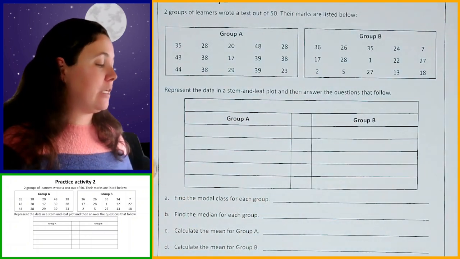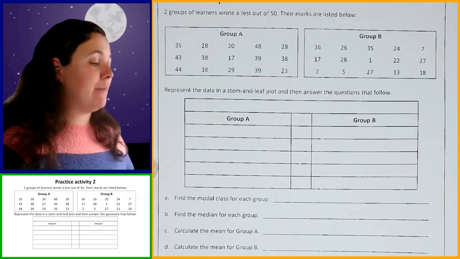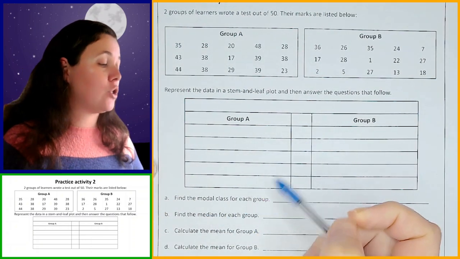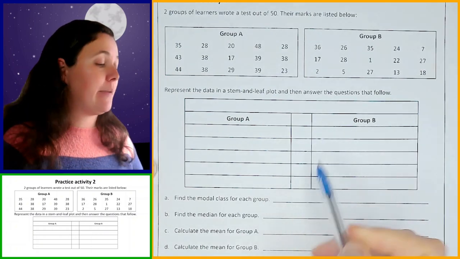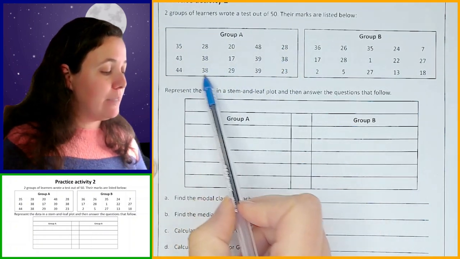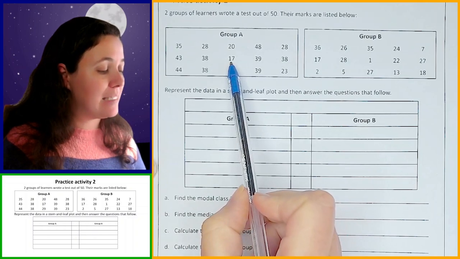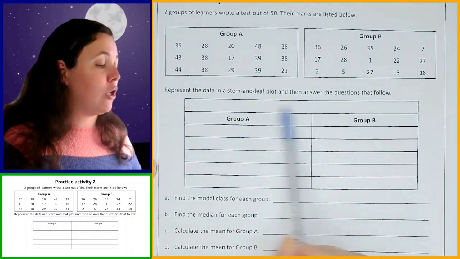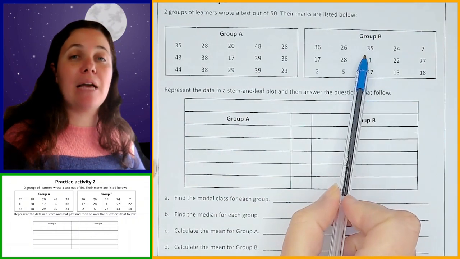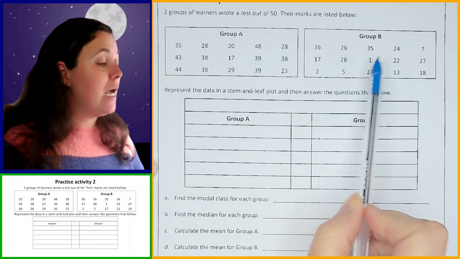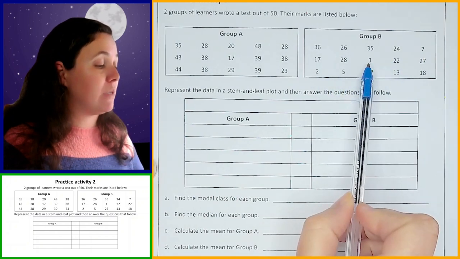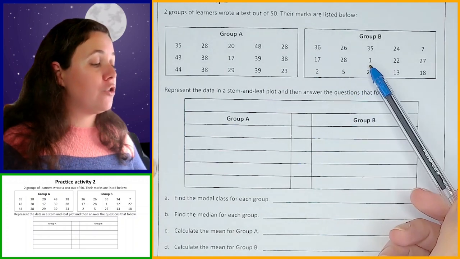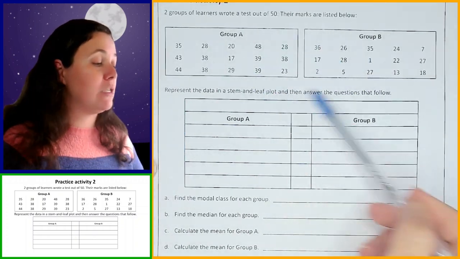Now first I need to find out what the numbers are going to be in my stem. Remember, we are going to look for the smallest value to find out what the first number is going to be in the stem. The smallest number in group A is 17. But these both have to be on the same plot, so I need to make sure that group B doesn't have any numbers that are smaller. And if I look at group B, I do have numbers that are smaller. My smallest number here is 1. So I'm going to be basing my first interval on the smallest number in group B because it's the smallest out of all of it.